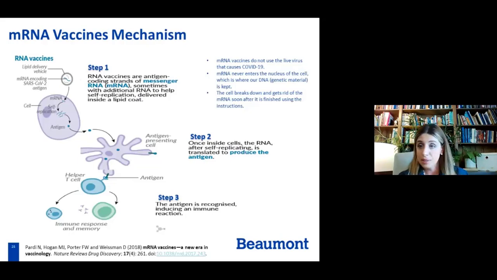mRNA never enters the nucleus of the cell, which is where our DNA genetic material is kept. And the cell breaks down and gets rid of the mRNA soon after it finishes what it's supposed to do. That's why it's called a messenger. It's not something permanent.